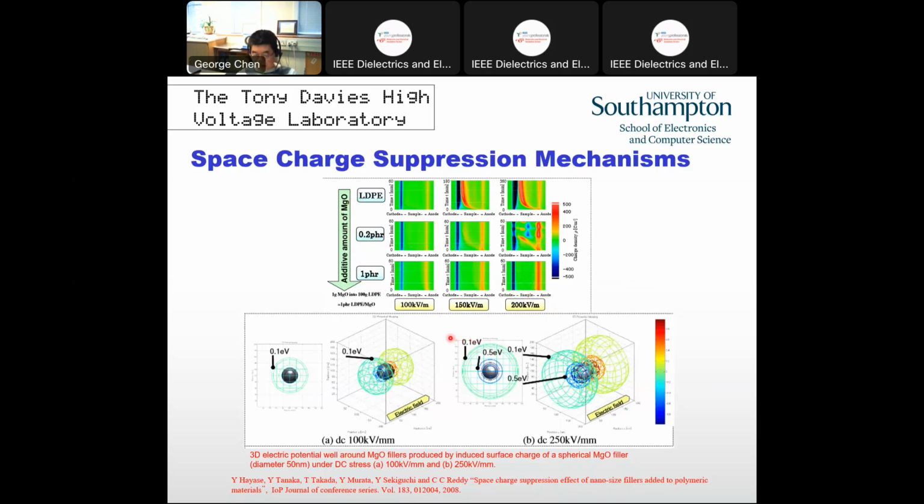To understand this, they also did some numerical simulation. As a reason for the suppression, they suggested that the induced dipole polarization around the magnesium oxide filler, formed by DC stress application, might play a role in the carrier trap site. They believe you form some deep traps due to the introduction of this magnesium oxide nanoparticle.